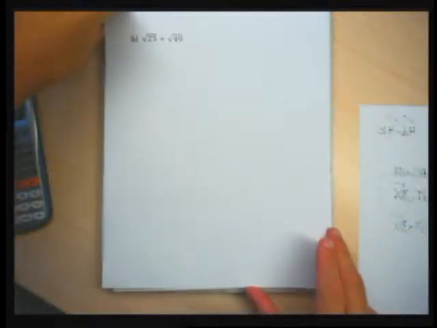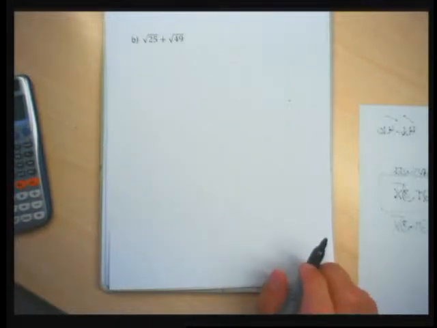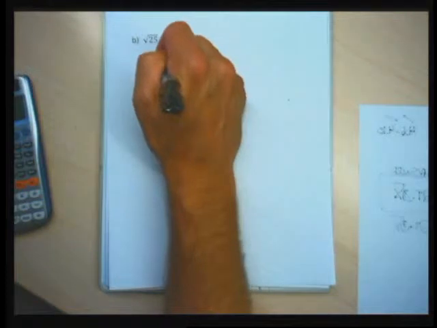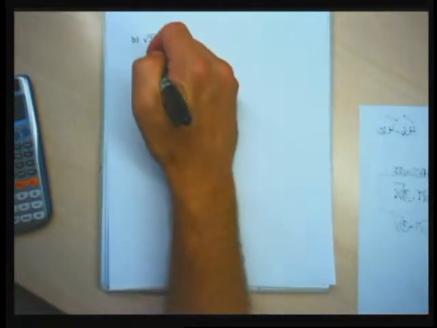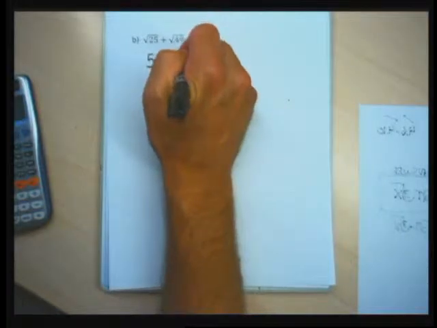So part B, because it only has square roots and it doesn't have letters, I could do it on my calculator. So I'm going to check on my calculator. Both of the square roots are square roots that I know. The square root of 25 is equal to 5. The square root of 49 is equal to 7.